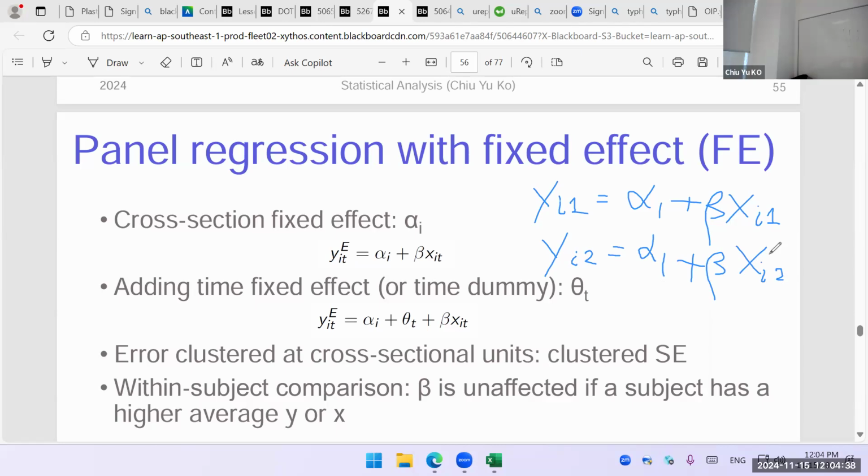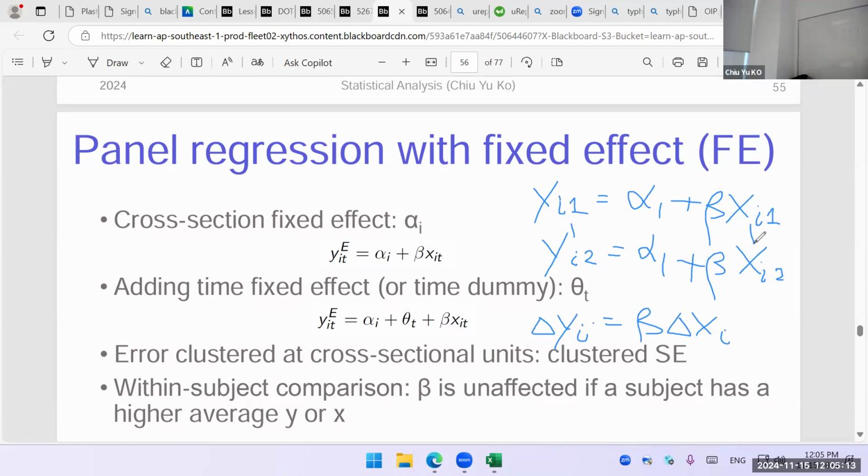So the question is how to take out alpha, the individual characteristic. How do we do that? We call it the first difference: instead of running a regression of y on x, you take the difference in y, which is this minus this, and regress it on delta x, which is this minus this. When we run this regression, alpha 1 is gone.